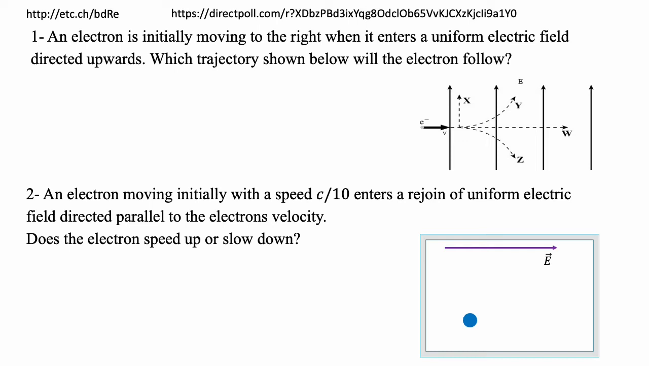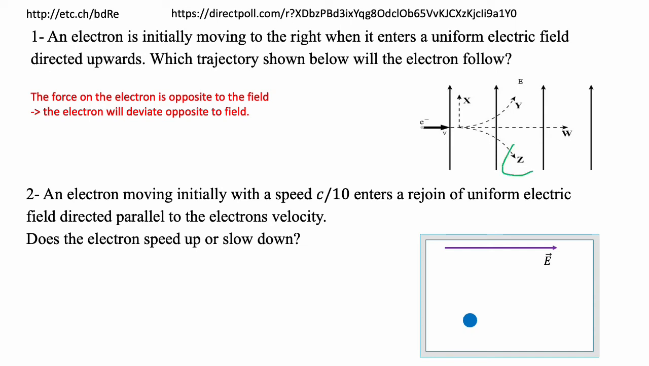In order to know which direction it's going to bend, I need to know what the force on it is. When the electron enters the electric field, it's going to feel a force. Because the electron is negatively charged, the force on it is going to be negative, opposite to the field. The field is upward, so the force is downward. The electron is going to deviate opposite to the field, so it's going to deviate downward, in the z direction.